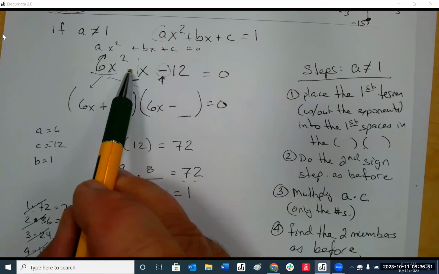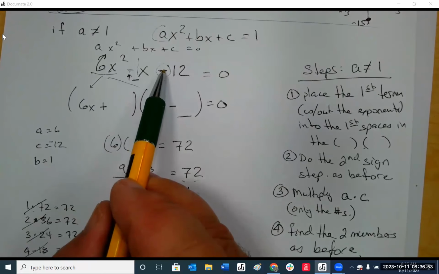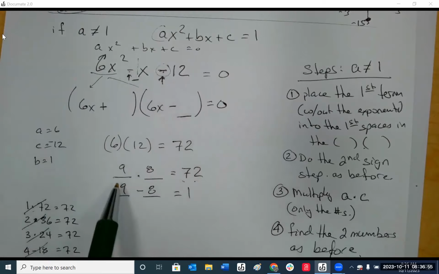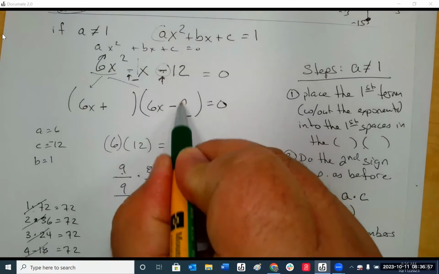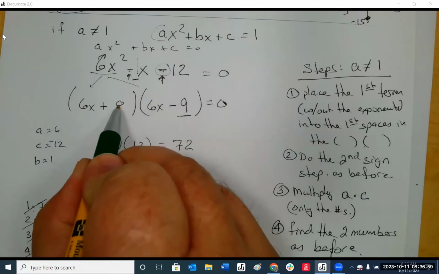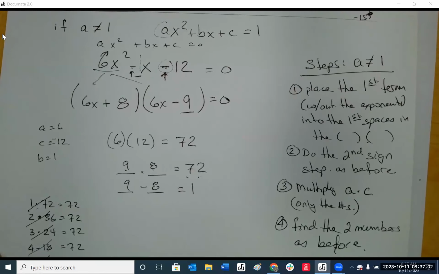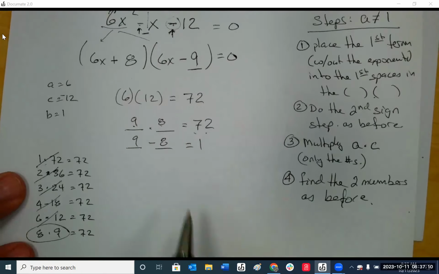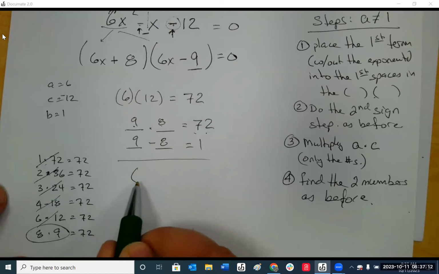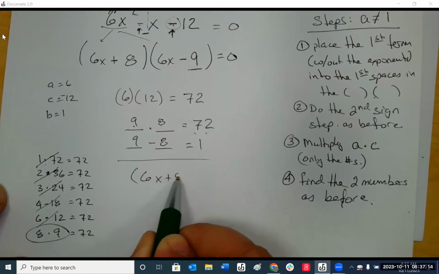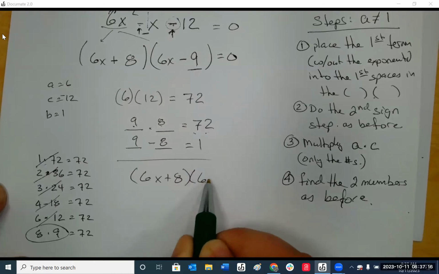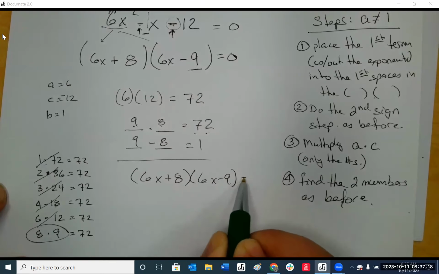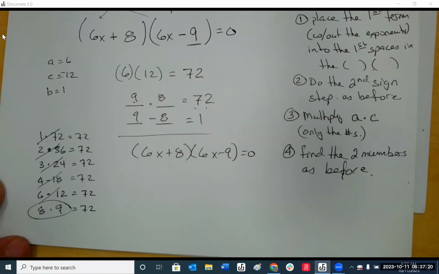Since the second sign's a minus, remember they're opposite signs. The first sign's a minus. That means the bigger number goes there, and the smaller number goes in the other one. All right, so now what we have is 6x plus 8 times 6x minus 9 equals 0. We're not done yet.